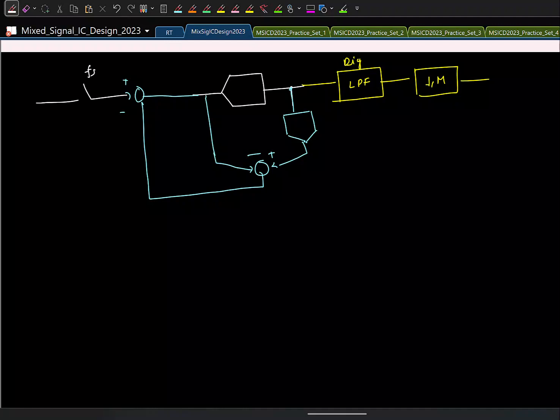If I do that, to refresh again, the output I get in the Z transform will be the input plus Q of Z into, what did we get? 1 minus Z inverse. So this way we can get a first order noise shaping, and it's basically a high pass shape, right?